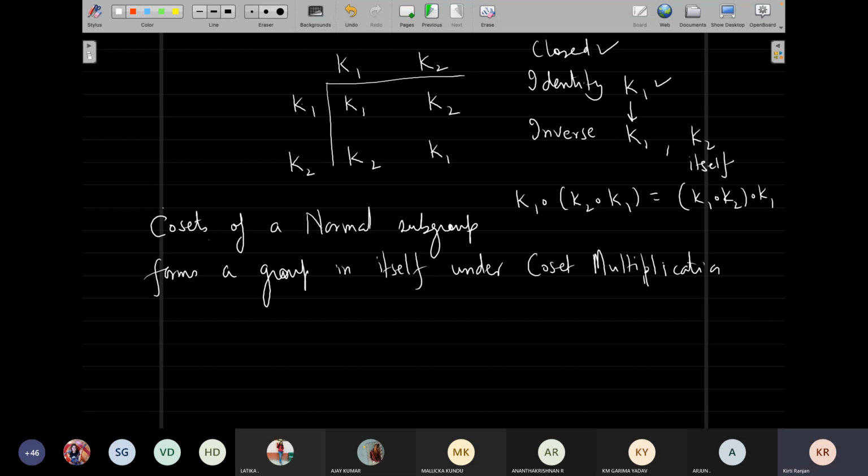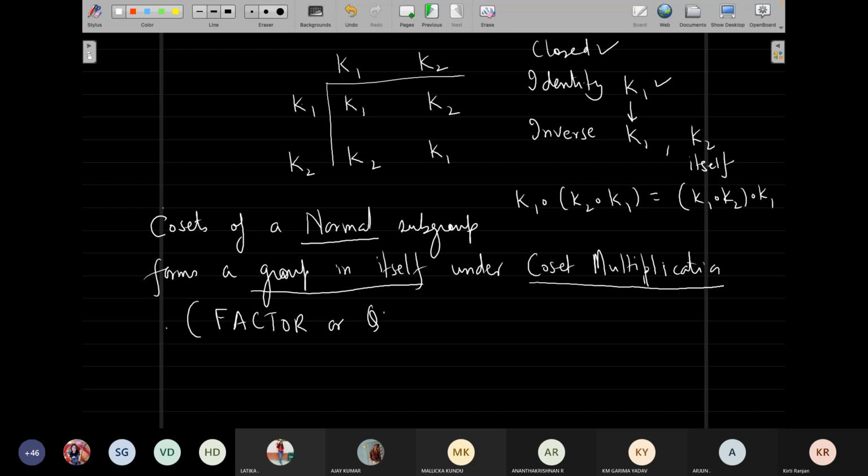So let me again read it. Cosets of a normal subgroup, remember 1, minus 1 was the normal subgroup, form a group in themselves under what we call coset multiplication. Remember, we defined coset multiplication as the multiplication of all the elements and keeping only the distinct elements. That is how we defined it. This particular group is what we call the factor or quotient group.